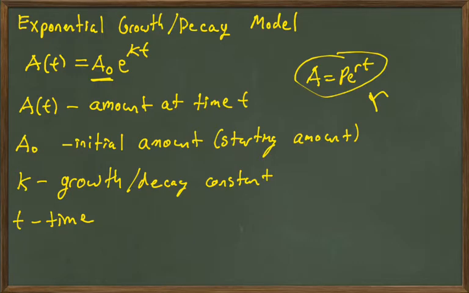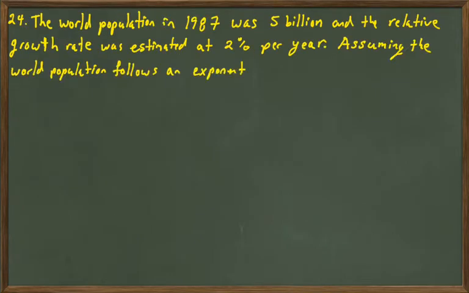t is going to be time, and with the exponential growth and decay model, time doesn't have to be years. Often it is. It could be hours, minutes, centuries. Just depends on the problem. So we're going to look at a couple of examples, and so let's go try some of these out. So I'm going to speed it up, so it's not going to take forever to write.